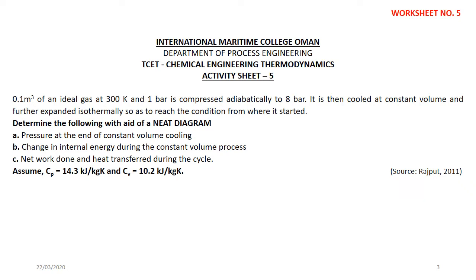Again some data are given: Cp is 14.3 kilojoules per kilogram Kelvin and Cv is 10.2 kilojoules per kilogram Kelvin. Fine, these are the data. In the next slide we will see the solution.